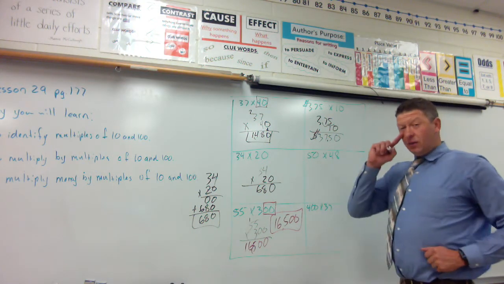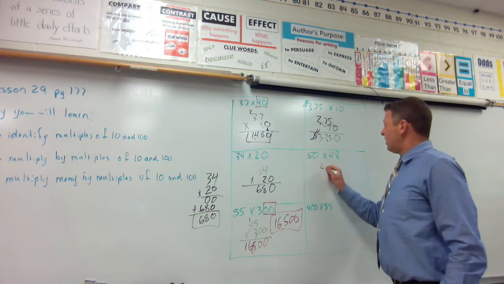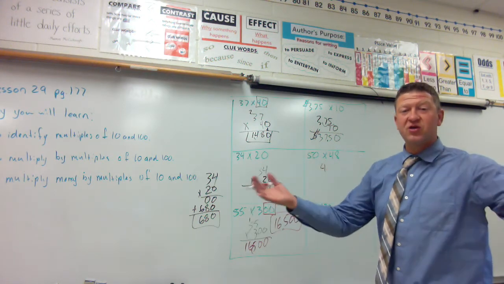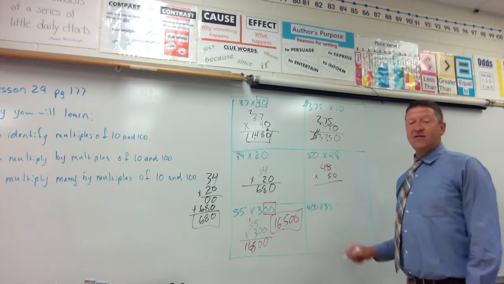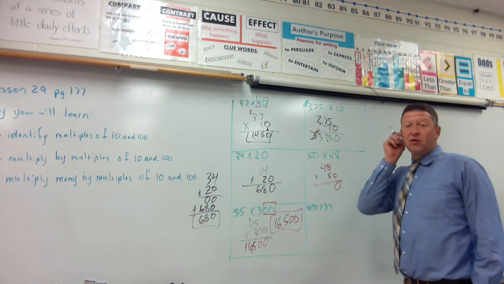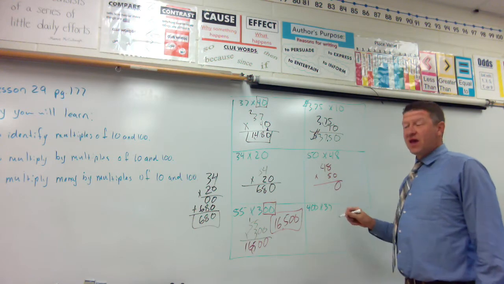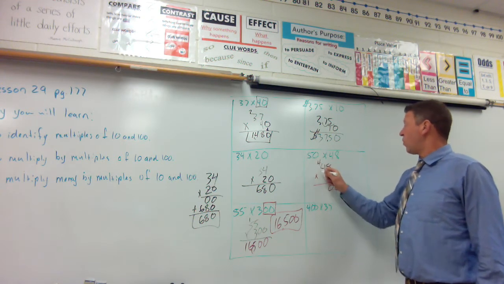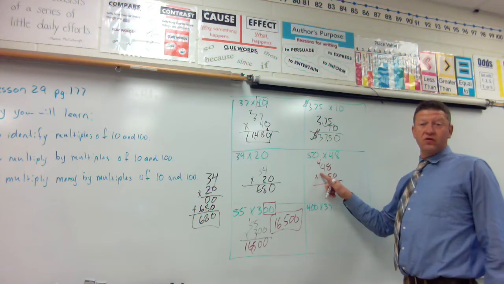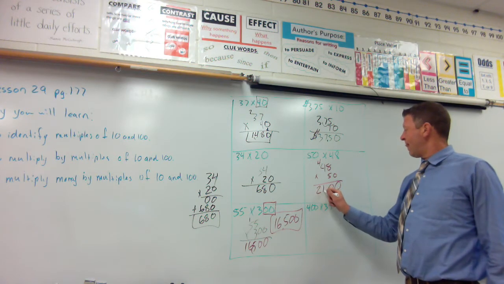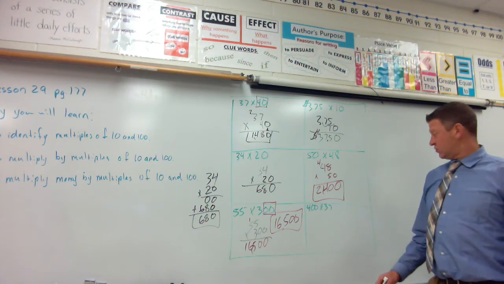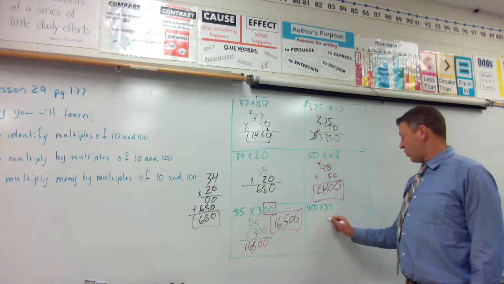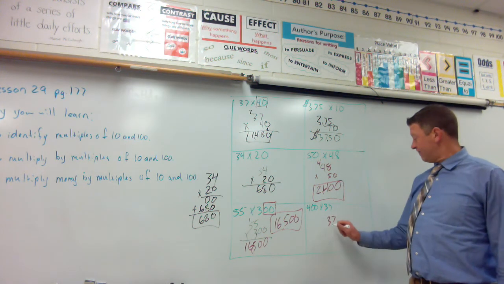50 times 48. Now they wrote it backwards for us on this one, so it doesn't matter. The commutative property of multiplication says you can put it in any order, so go 48 times 50, hang that 0 out, bring that 0 down. 5 times 8 is 40, 0 down, 4 up. 5 times 4 is 20, plus 4 is 24. 2,400. And the last one, that's 37 times 400, 37 on top.